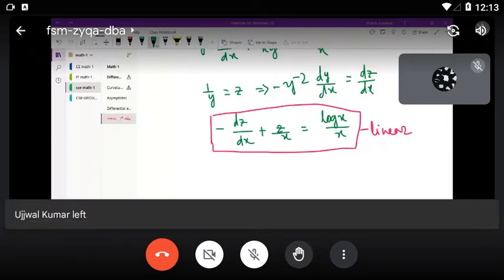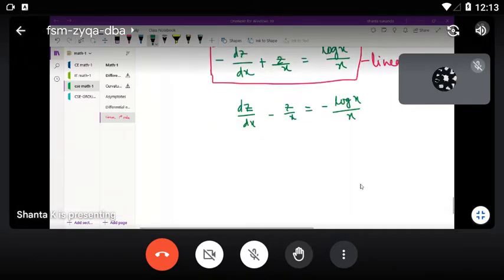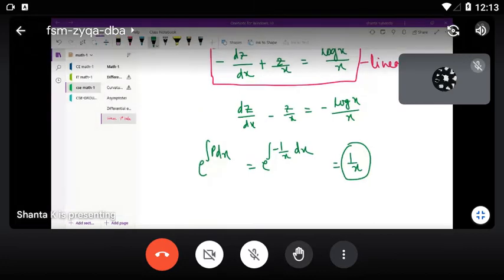What is the integrating factor here? 1 by x. 1 by x is the integrating factor. So here, if you write it, dz by dx minus z by x equals minus log x by x. So the integrating factor is e power integral of p dx, so e power minus integral of 1 by x. So you have log x and the minus sign is there, so 1 by x is the integrating factor. And what is the solution?